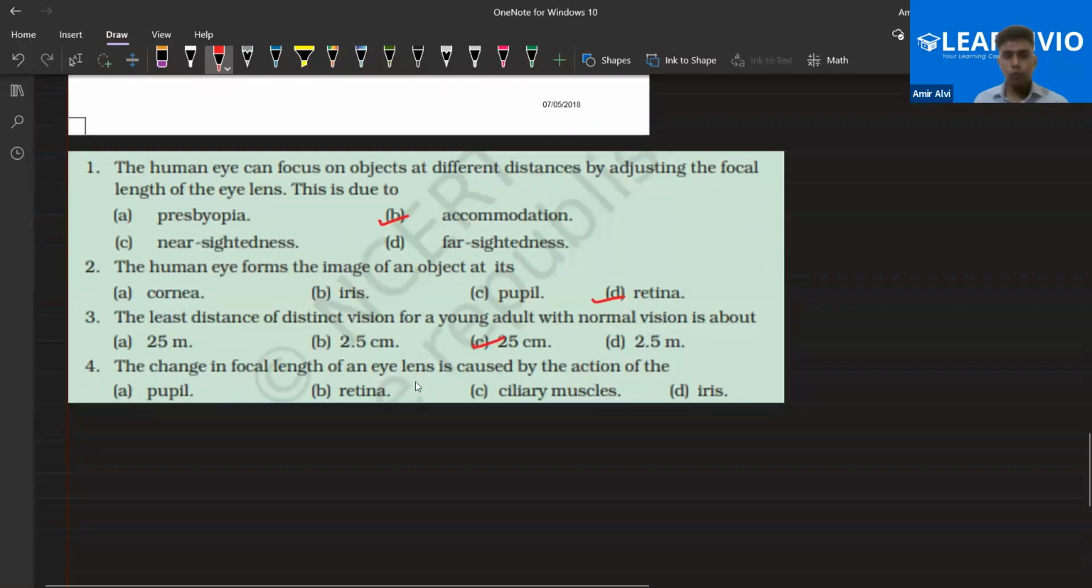Next, the change in focal length is caused by the action of ciliary muscles. I've told you about the same when we did the ciliary muscles function, that ciliary muscles are basically responsible for 2 things. First is to hold the lens in the proper shape. Second is to adjust the focal length according to the object distance.